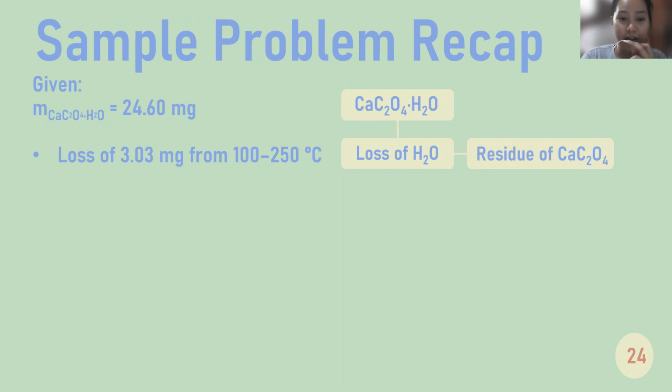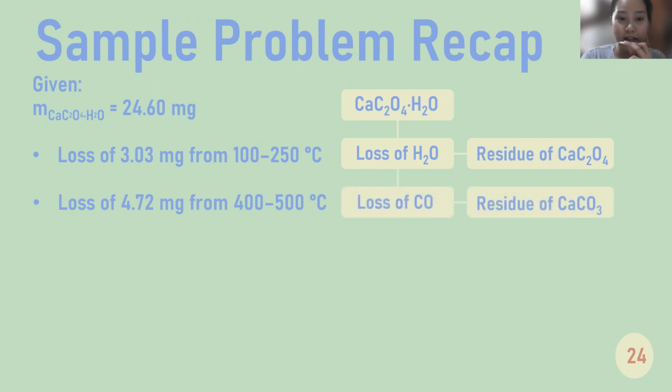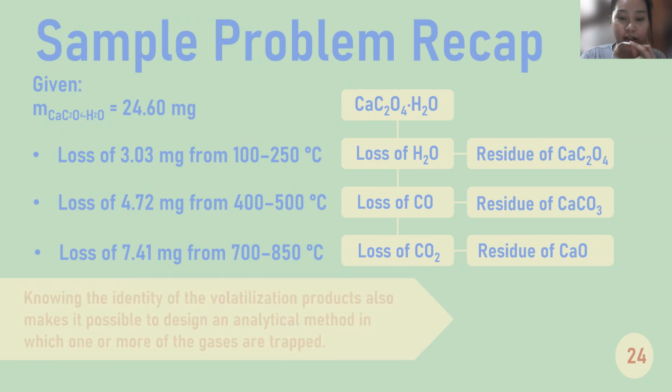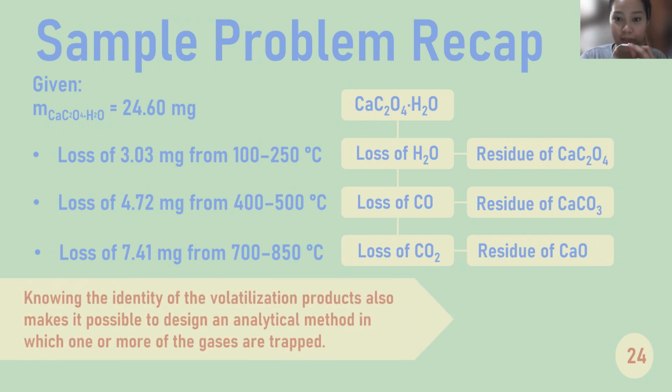On the other hand, at a temperature range of 400 to 500 degrees Celsius, loss of carbon monoxide and a residue of calcium carbonate can be observed. And lastly, at a temperature range of 700 to 850 degrees Celsius, loss of carbon dioxide and residue of calcium oxide can be observed. The information we obtained in gravimetry is useful in creating a strategic analytical method.